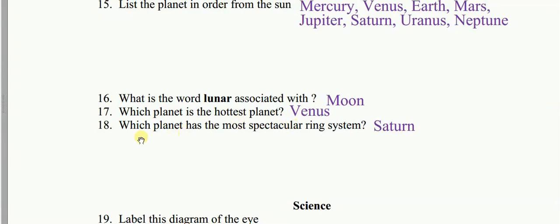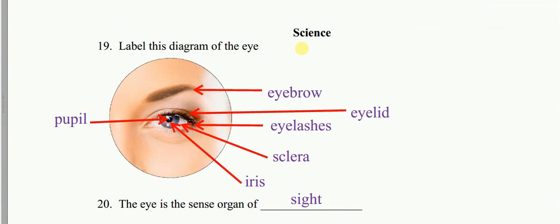Number 18. Which planet has the most spectacular ring system? And the planet with the most spectacular ring system would be Saturn. Now we go to our science section on our weekly tests. We go to question 19, which says label this diagram of the eye.